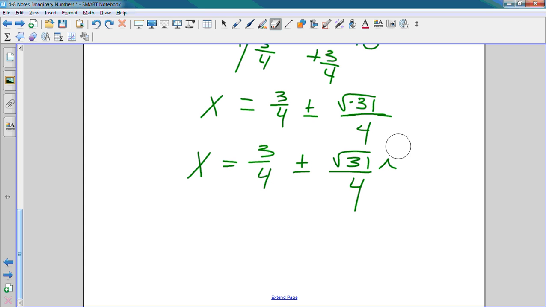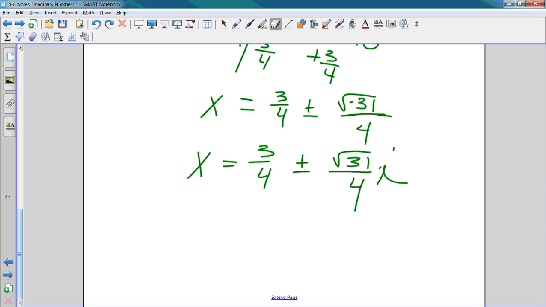Is that a complex number? It is. Yes. That's the whole point of imaginary numbers. You can get an answer. Next intercept.